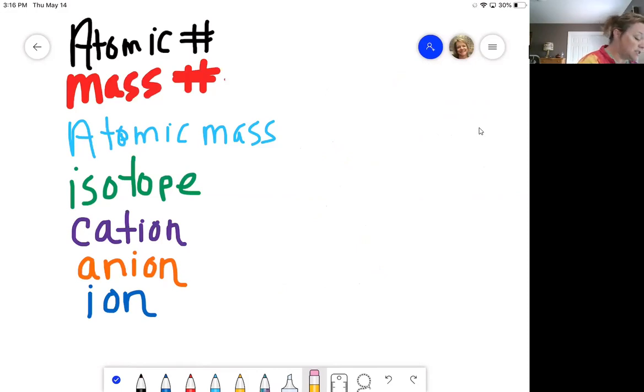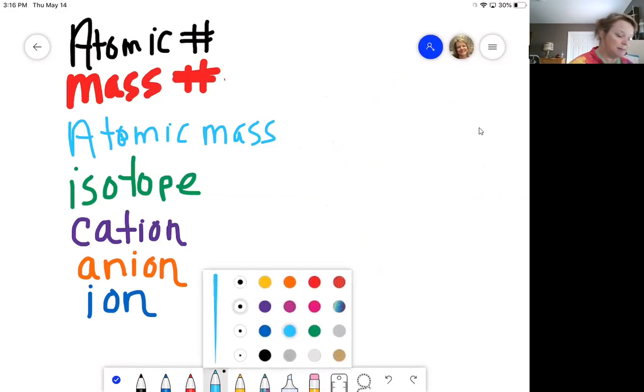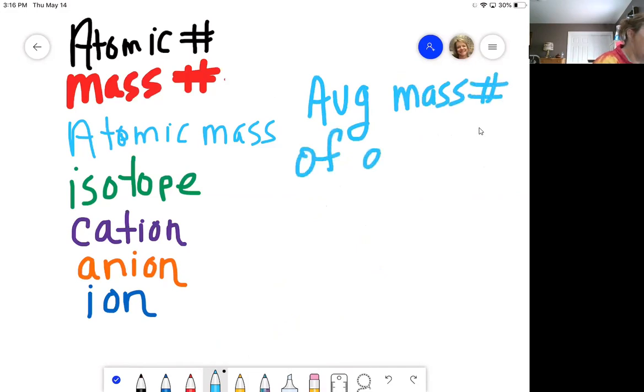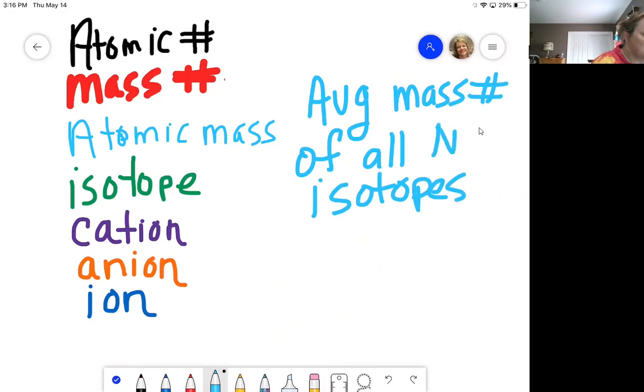All right, atomic mass. Related, but not the same thing. Atomic mass is the average of the mass numbers of all naturally occurring isotopes, okay?